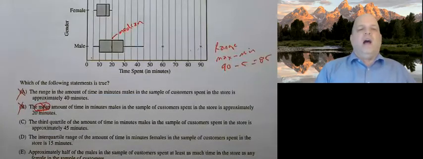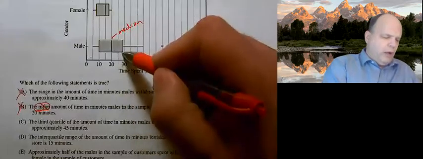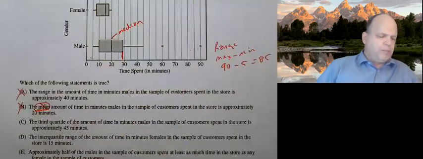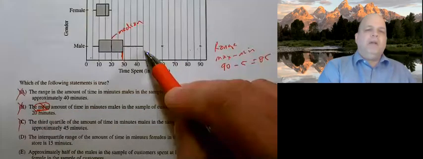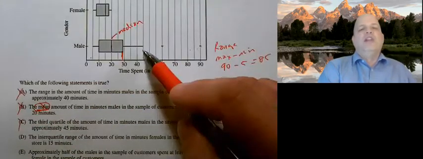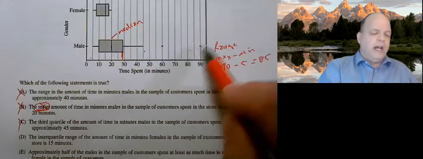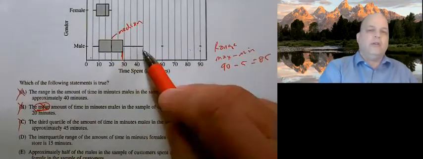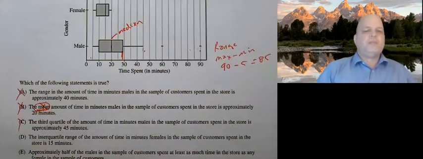The third quartile of the amount of time in minutes males in the sample of customers spent in the store is approximately 45 minutes. All right. Well, our third quartile occurs right here, which is probably 28 to 29. That 45 minutes happens to be the largest value that was not an outlier. It's not the maximum value. The 90 is the maximum value. This is the largest value that's not an outlier. Third quartile occurs at the top of the box.